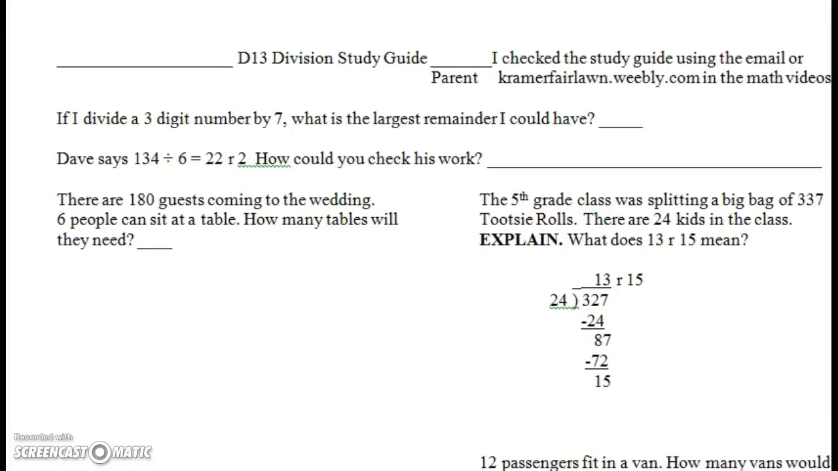This video is the answers for the division study guide. If I divide a 3-digit number by 7, what's the largest remainder I could have? 6. It's always going to be one less than what I'm dividing by.